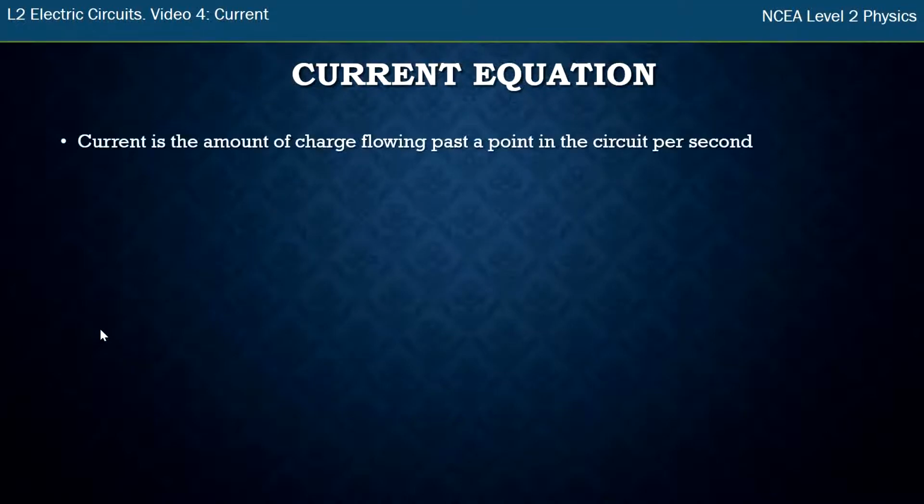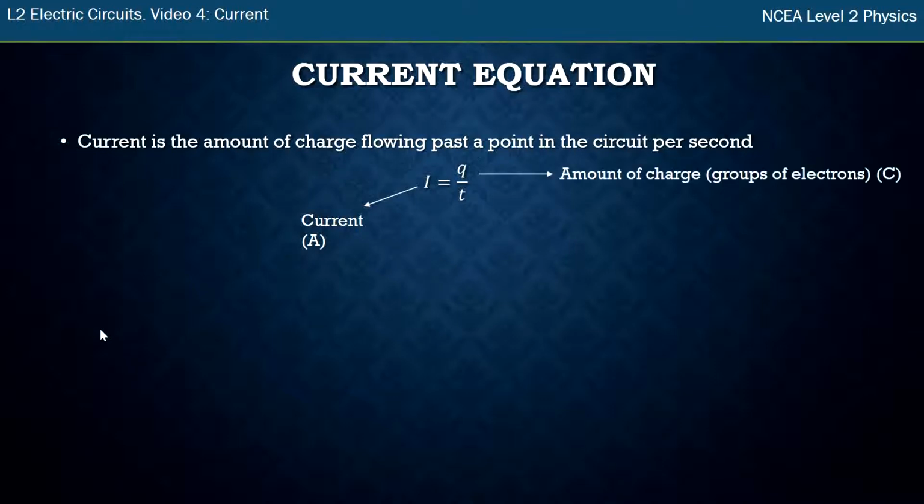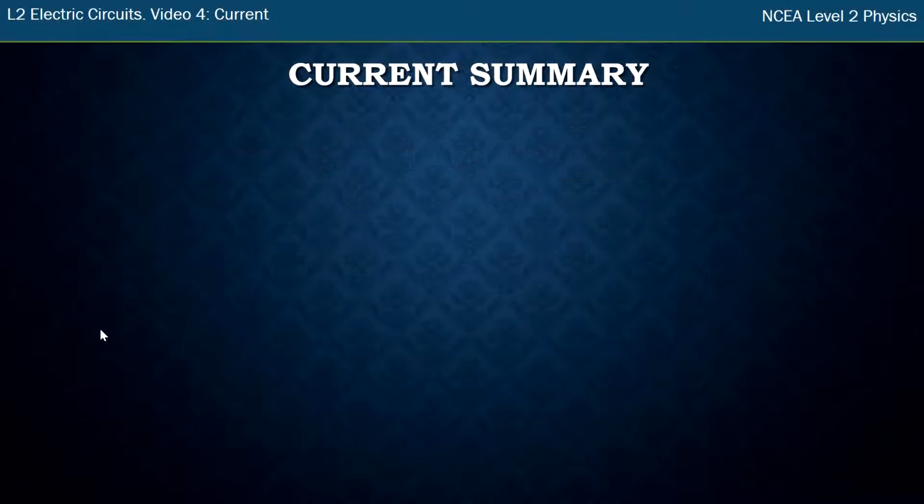So there's an equation for current, which is kind of your definition. Your definition is the amount of charge flowing past the point in the circuit each second. I is the symbol for current, and we measure current in amps. Q, remember, is the amount of charge or groups of electrons. That's measured in coulombs. So Q per second, per time. That's just the amount of groups of electrons going past every second. So this equation is really a definition. The amount of charge flowing past the point every second is current. Current has the symbol I.